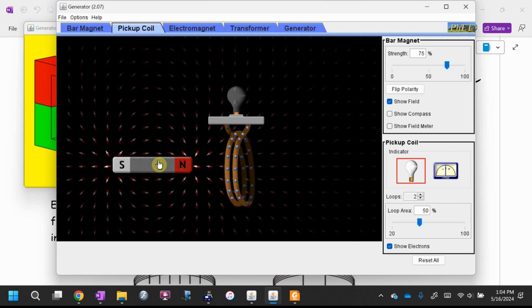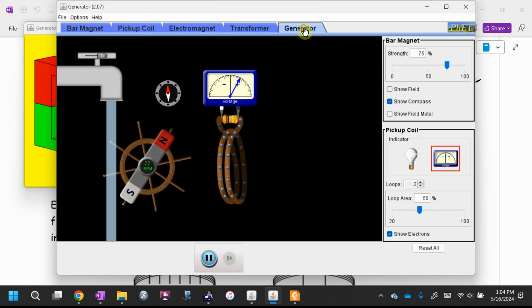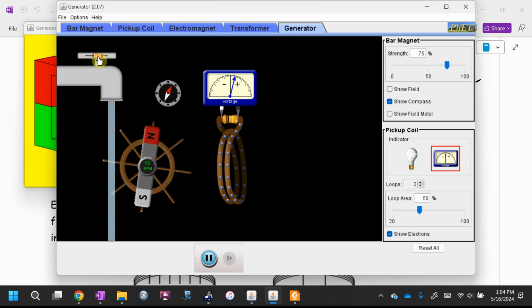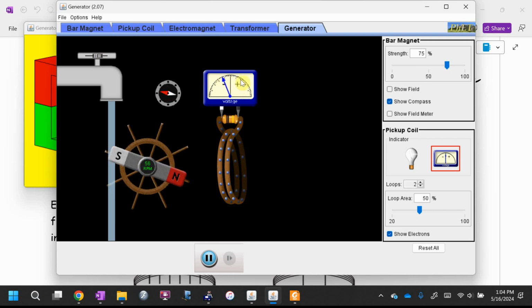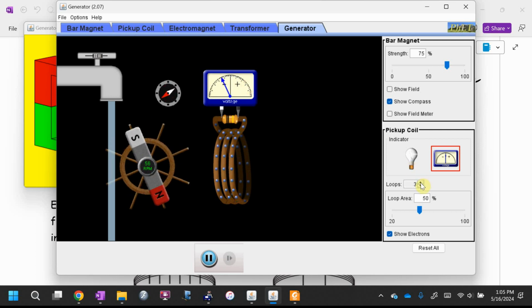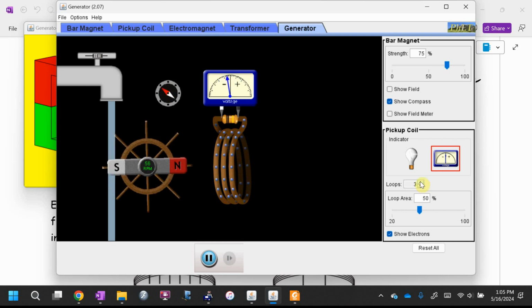So if I want to turn this into a generator, if I want to spin something, here's a good one right here. So I have a rotating magnet, and here's my coil of wires. If I get something to rotate it like a water wheel, you can see I've got alternating current back and forth, back and forth. Homework's going to be 1, 2, 3, and 4. If I want more current, I can just add more loops. So 3 loops, I've now added another 50% extra.